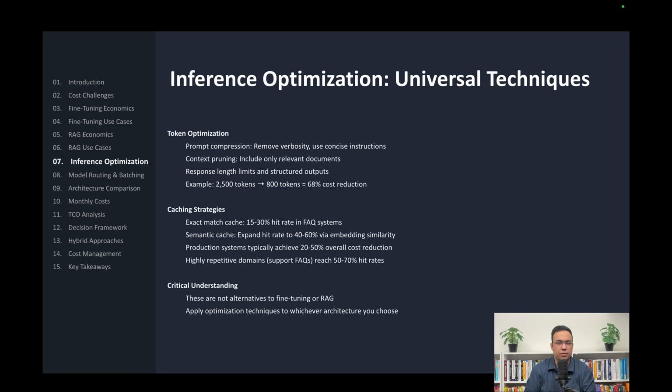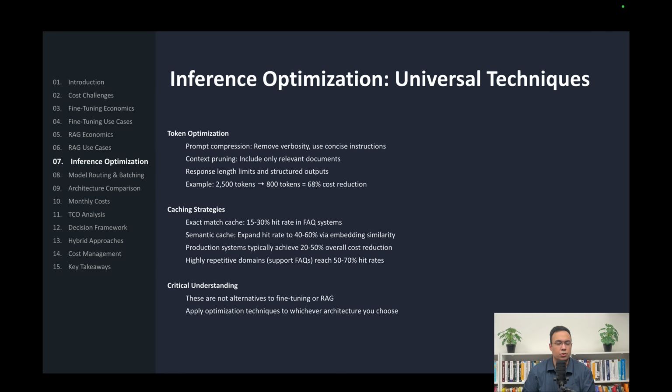Now let's talk about inference optimization and how it's super important for cost optimization when building GenAI apps. These are not alternatives to fine-tuning or RAG. These are techniques you apply to whichever architecture you end up choosing. Many teams make the mistake of treating optimization as an either-or decision with architecture, but they are actually complementary.